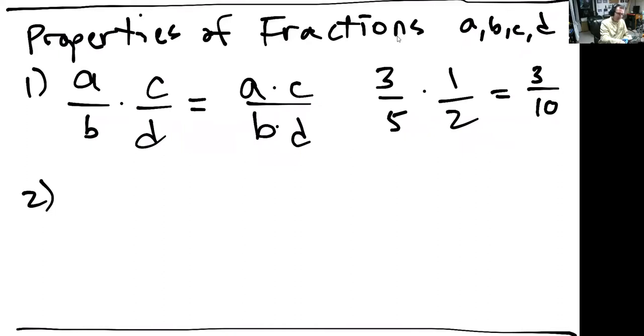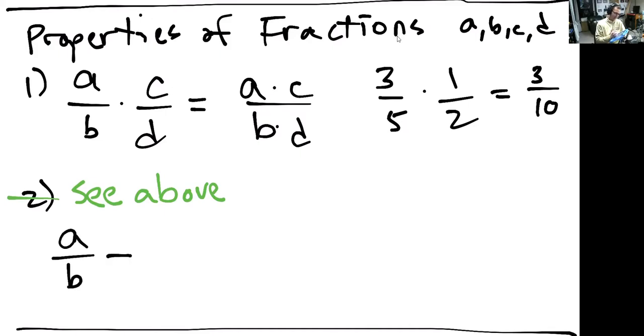The reason is everybody multiplies fractions. So I'm going to draw a little green line through 2 because nobody divides fractions. But if you had to divide fractions, here's how you would do it. So I'm going to take any two fractions, A over B, division sign, C over D.